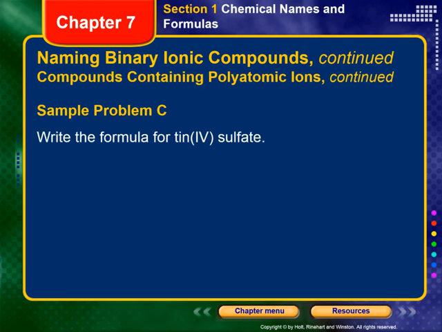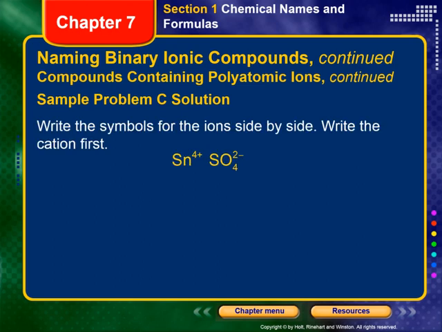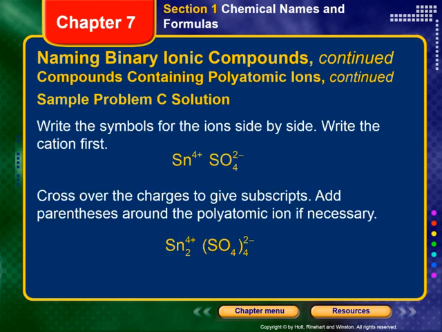So let's move on to another sample problem. Write the formula for tin(IV) sulfate. So first we're going to write the symbols for the ions side by side, writing the cation first, right? That's the first thing that we always have to do. Write them side by side with the cation first. Then cross over the charges to get your subscripts. And then add parentheses around the polyatomic ion if necessary. And in this case, yes, it is necessary.